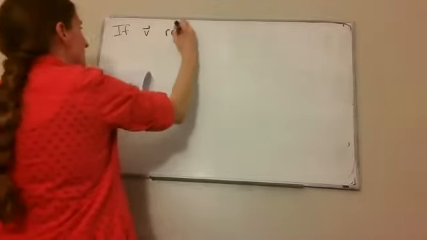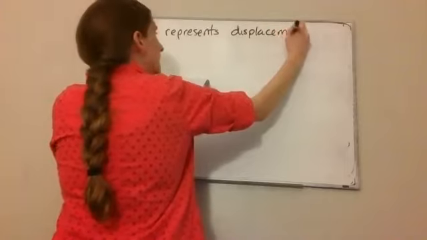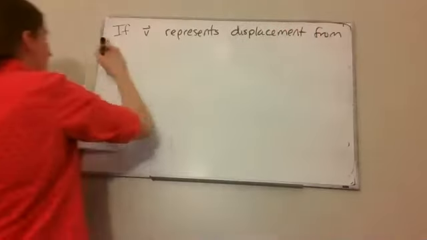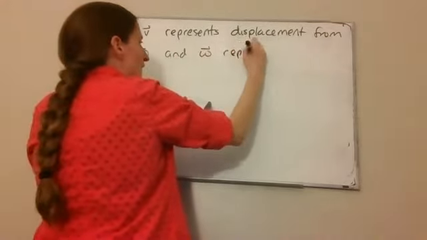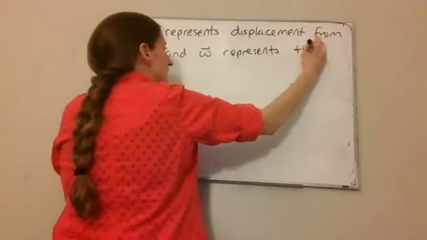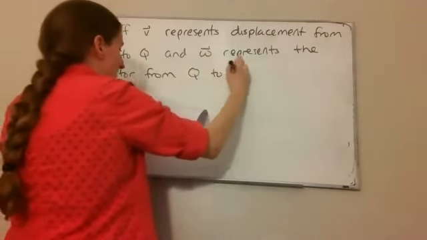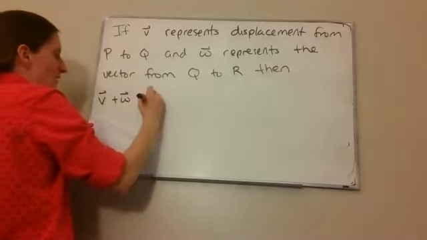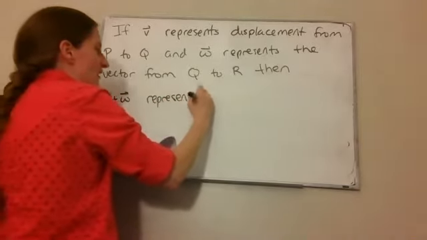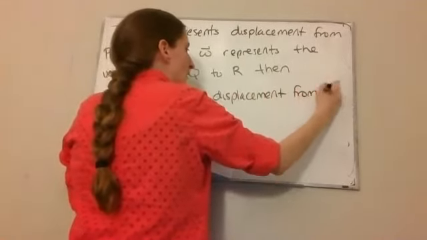Now, if v represents displacement from point P to Q, and W represents the vector from Q to R, then V plus W represents displacement from P to R.